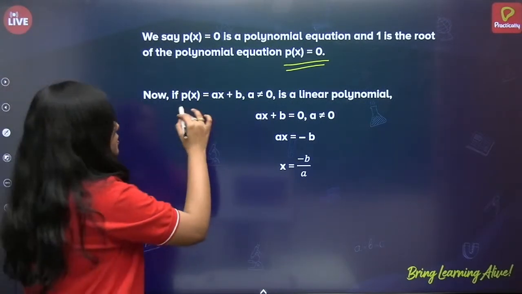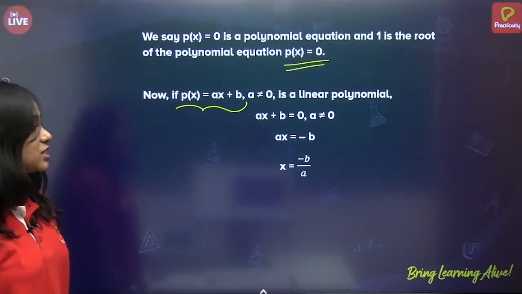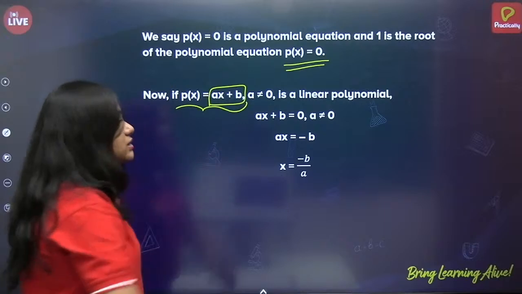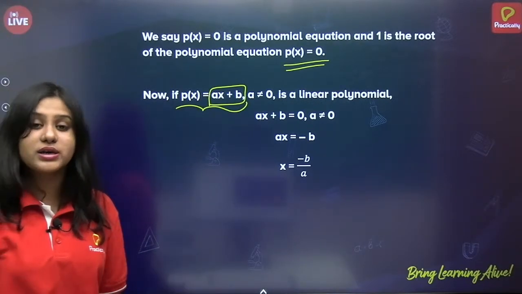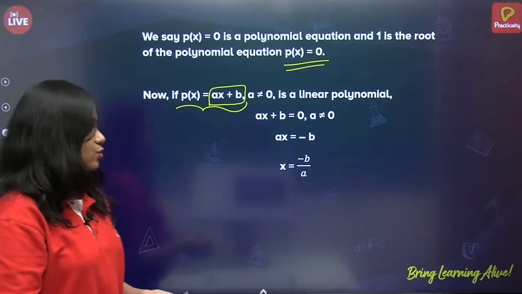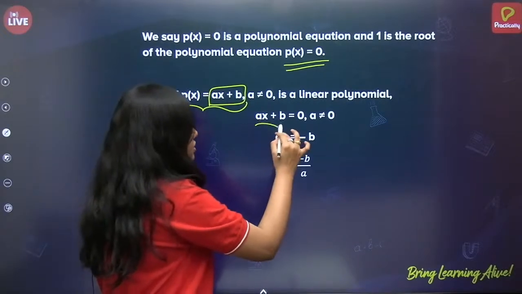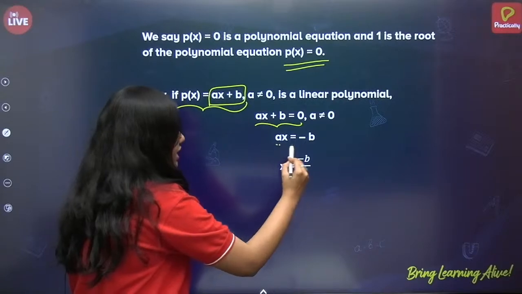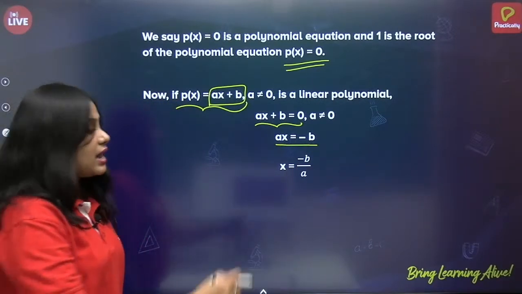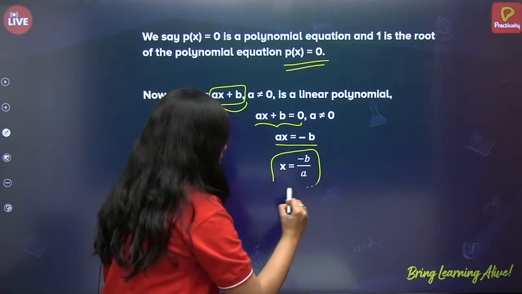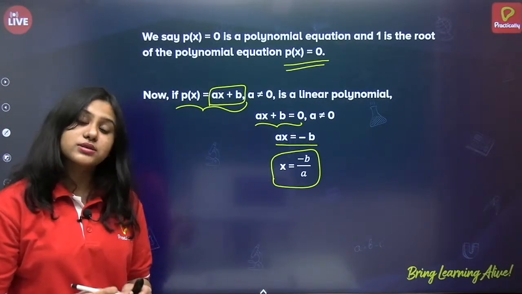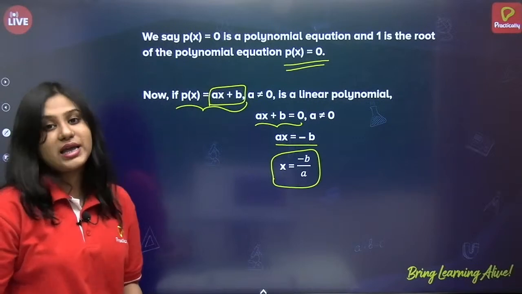Now suppose p of x is equals to ax plus b, a not equal to 0. And we know that ax plus b is nothing but a linear polynomial. Why? The degree of it is 1. Now equate this to 0. Ax plus b equals to 0. So how will I write? Ax equals to minus b and x equals to minus b by a. Now x equals to minus b by a is the 0 of the polynomial ax plus b.